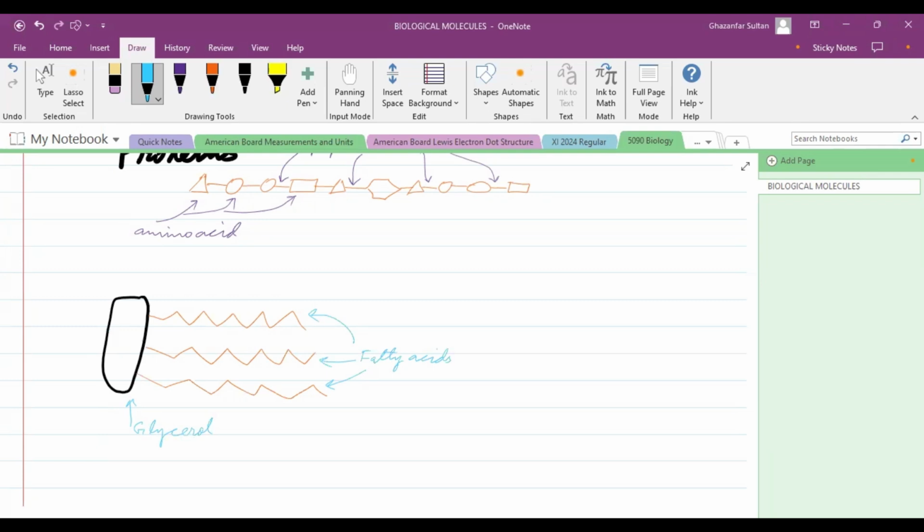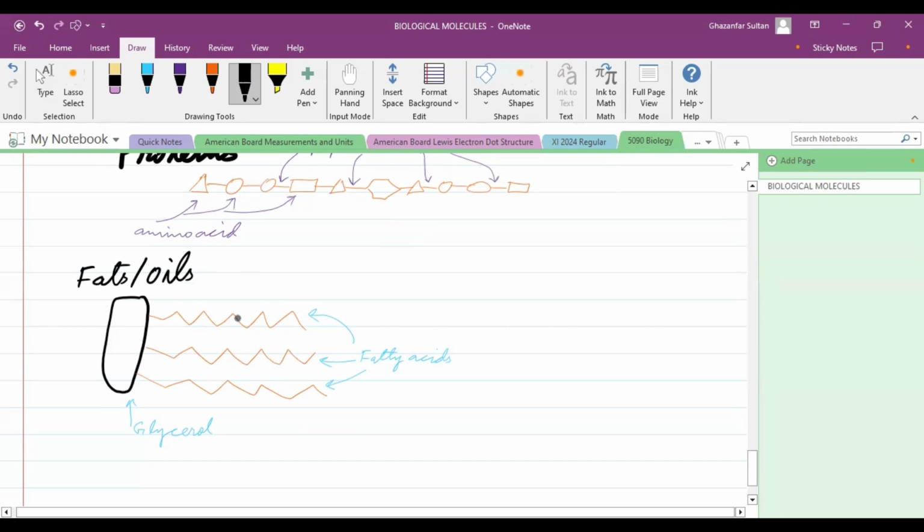Any problem here? So what is this last one? It is for lipids. It is fat. I forgot to write the name. Fats and oils. And remember that these fatty acids can be different or can be the same. Okay.